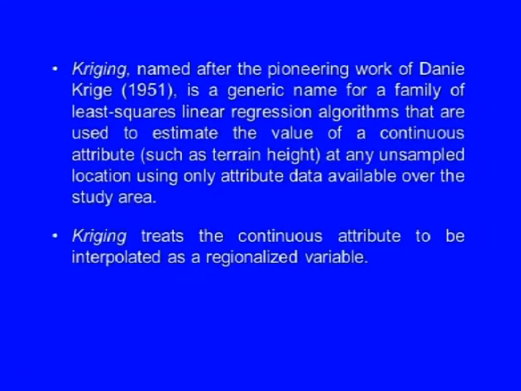Kriging, named after the pioneering work of Danie Krige in 1951, is a generic name for a family of least square linear regression algorithms that are used to estimate the value of a continuous attribute, such as terrain height, at any unsampled location using only attribute data available over the study area. Kriging treats the continuous attribute to be interpolated as a regionalized variable.